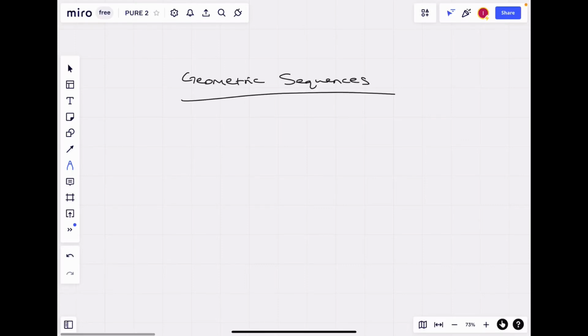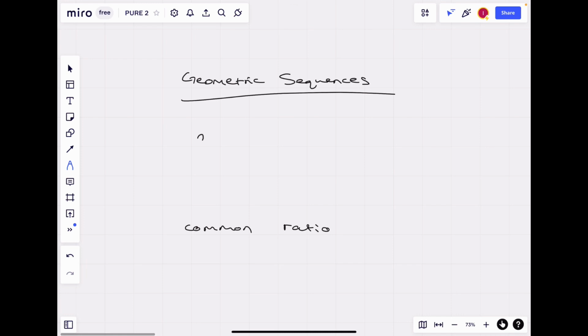In arithmetic sequences, you have a common difference, where the sequence is adding or subtracting the same amount every time. In a geometric sequence, you have what's known as a common ratio, where the difference from one term to another is a multiple, right? So you are timesing by a certain amount every time.